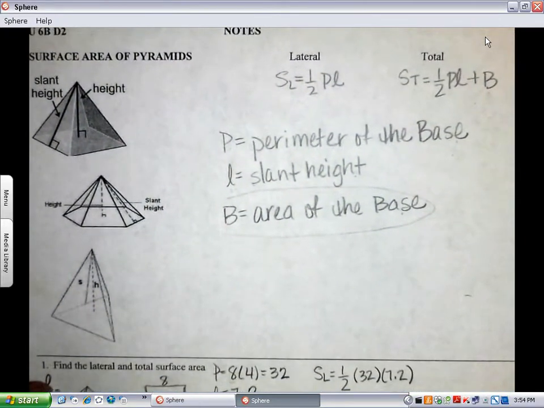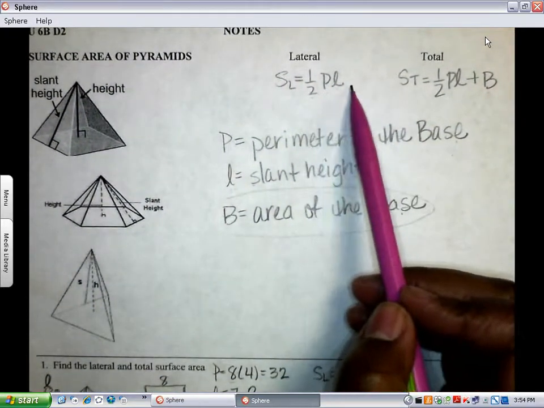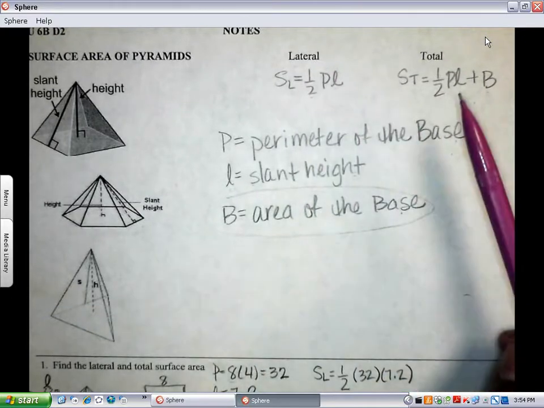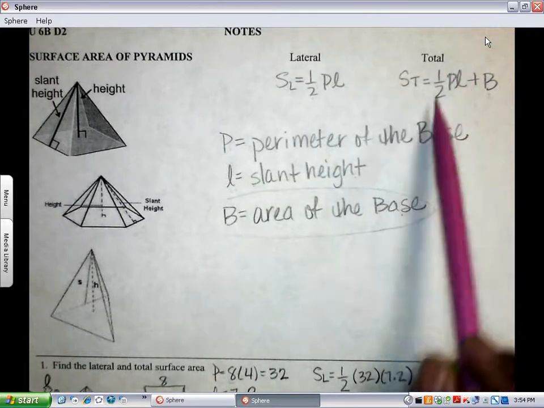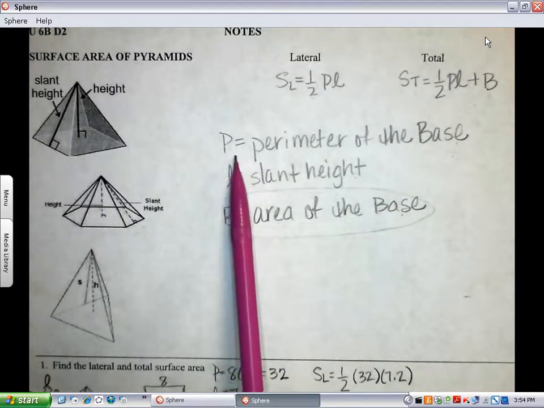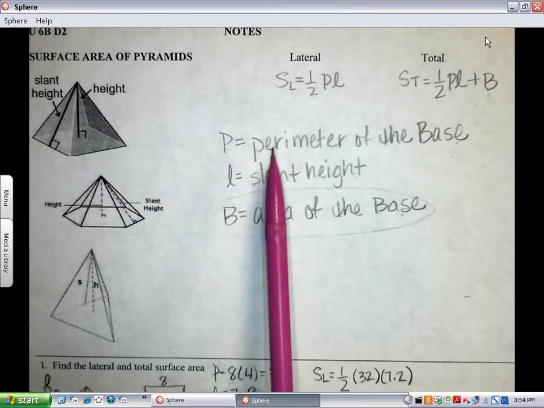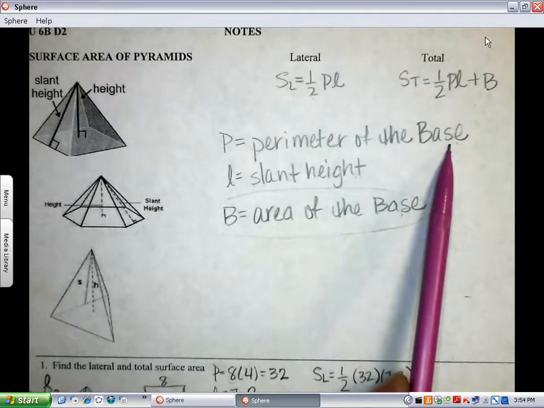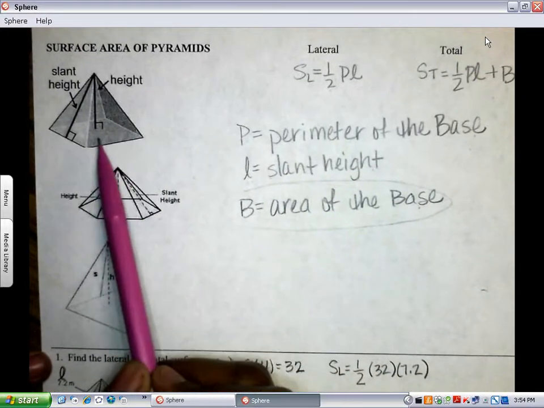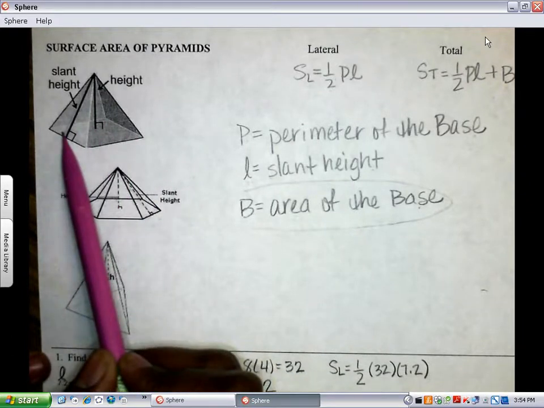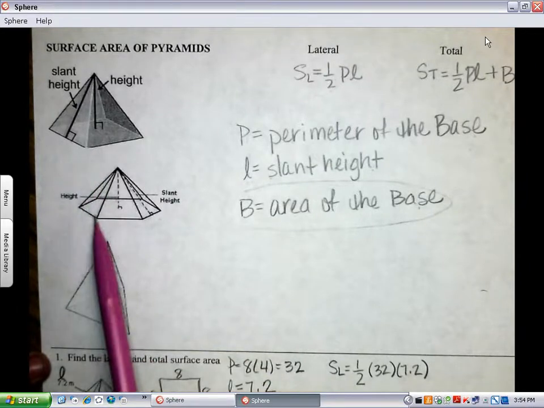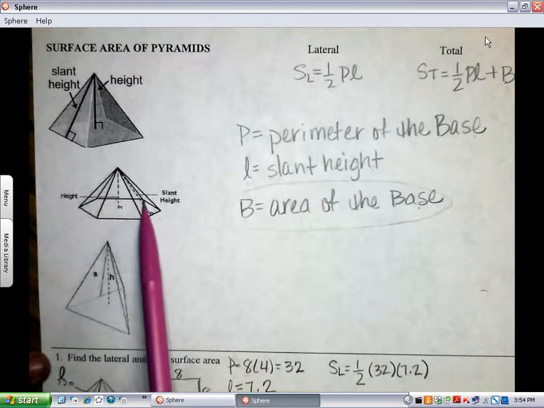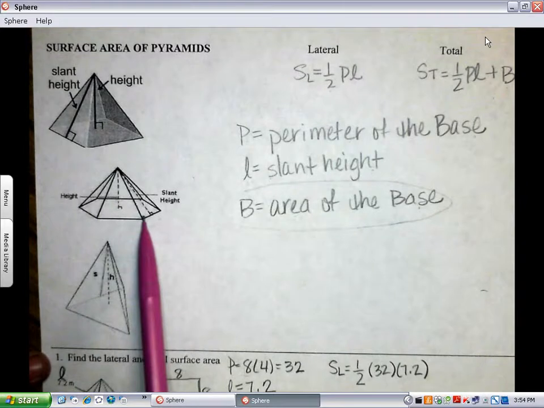So back to our notes. These are the two formulas, 1/2 PL for the lateral surface area, and then 1/2 PL plus the base area for the total. And again, I've written out what each letter stands for. So the P stands for the perimeter of the base. So when you look at these shapes, the base here looks like a square. It could be a rectangle, but that's what it looks like. It's the perimeter of this base. Here, the base is a hexagon. So you find the perimeter of that hexagon.